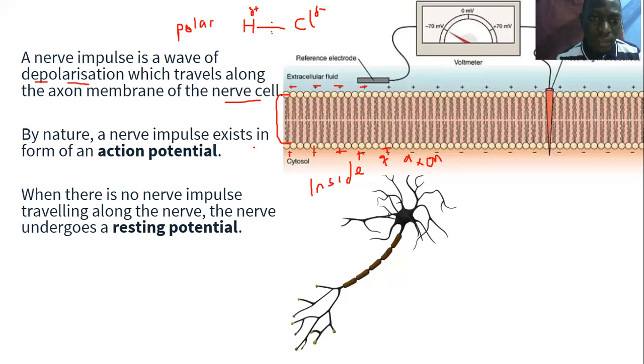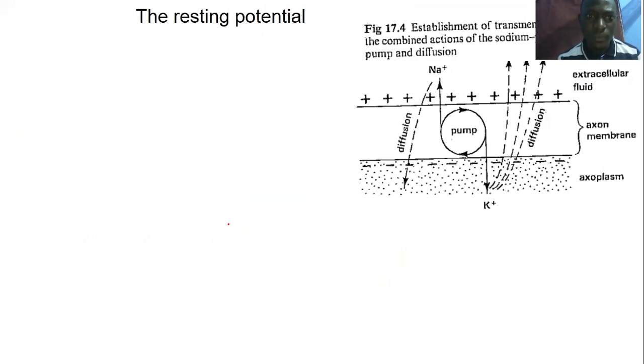Now, by nature, a nerve impulse exists in the form of what we call an action potential. I'll explain more about action potential in the next video. So when there is no nerve impulse traveling along the nerve, it undergoes resting potential. That is, the inside is more negative and the outside is more positive. So we are now going to understand what makes the inside more negative. That's what we call the resting potential.